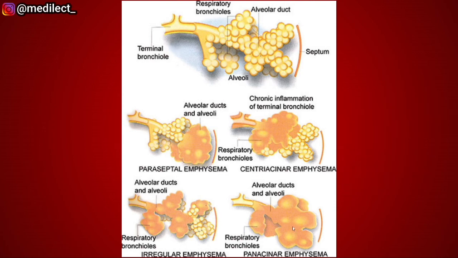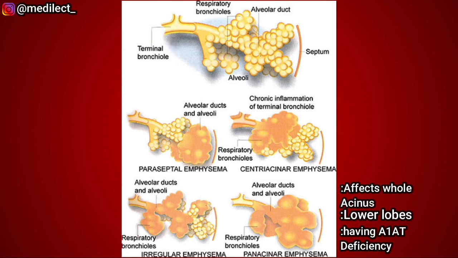The next is the pan-acinar emphysema. Now over here, the whole acinus is affected. And this pan-acinar emphysema, if you remember, I told you is seen in the lower lobes of the lungs and seen in the person having the deficiency of the alpha-1 antitrypsin in the body. And even the smokers can have pan-acinar emphysema. So smoking is very hazardous.